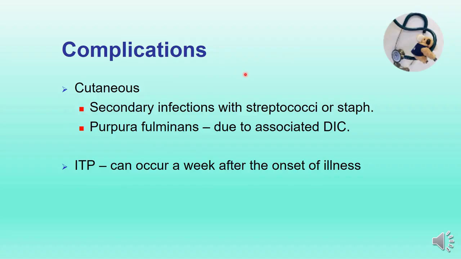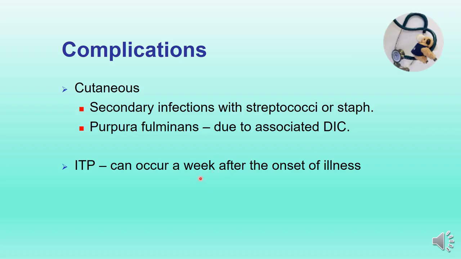Complications of chickenpox. The cutaneous complications are secondary infections, and this is one of the commonest complications. Here you need to treat the child with antibiotics. Streptococcus and staphylococcus are the most common organisms, so you try to cover these organisms. And then another cutaneous complication is purpura fulminans, where it may be associated with DIC, disseminated intravascular coagulation, which is life-threatening and may lead to mortality also.